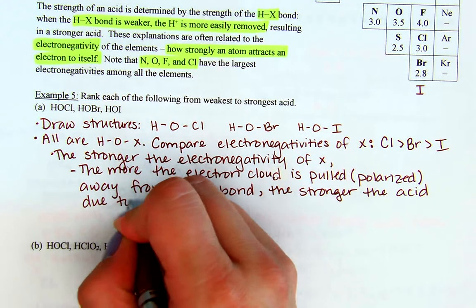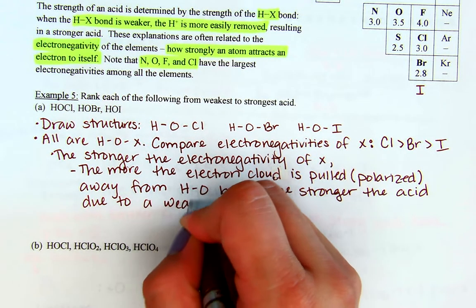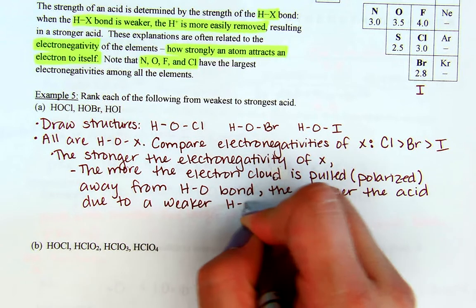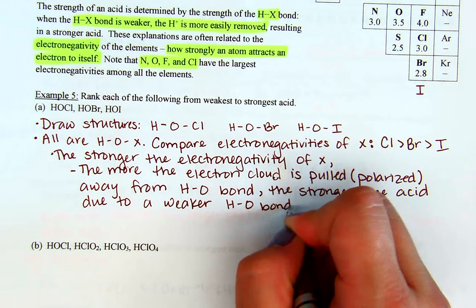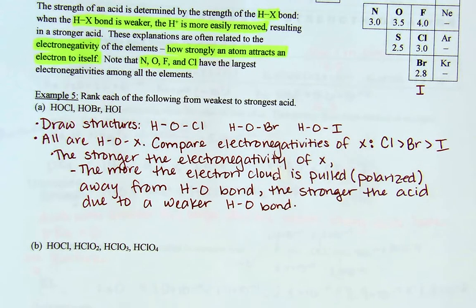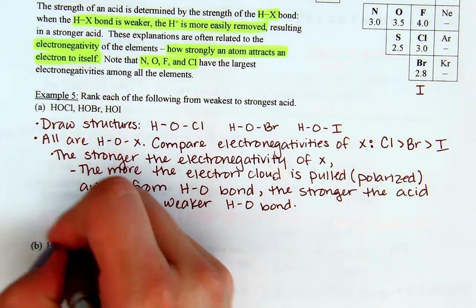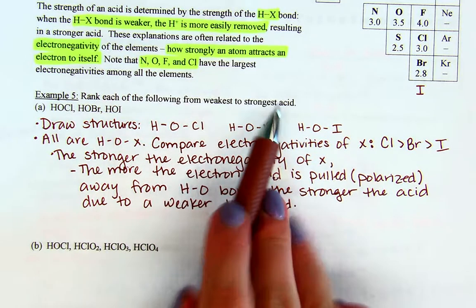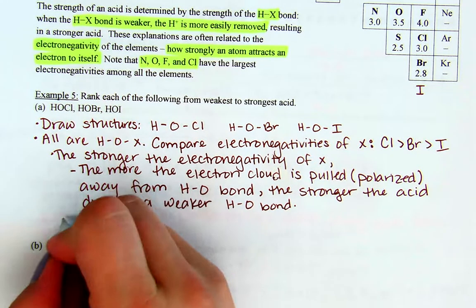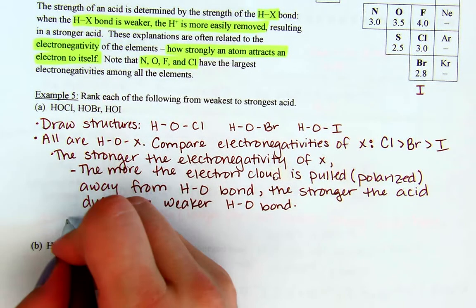Due to a weaker HO bond. So let's go ahead and list these in terms of their strength. I'm going to list them from weakest to strongest. So the weakest would be HOI, because it's the least electronegative.